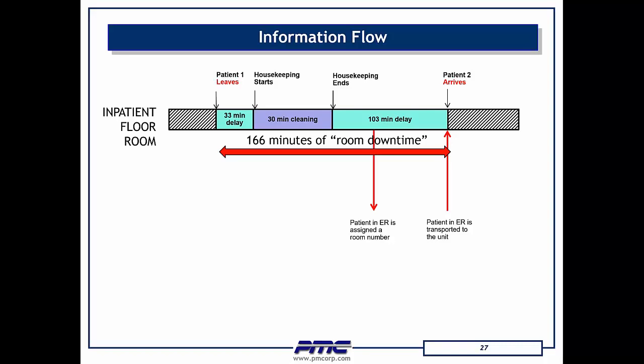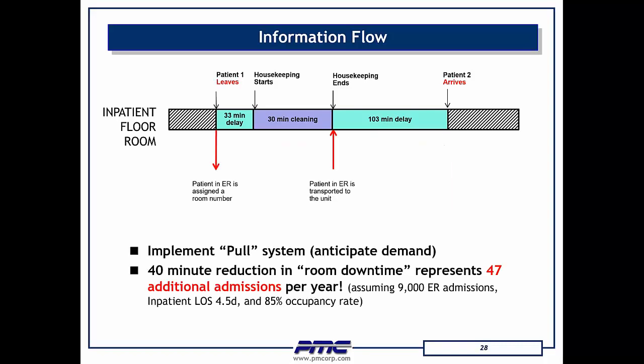We felt that was too much. And we looked at what happens if you reduce your room downtime. Reducing the room downtime by 40 minutes represents 47 more additional admissions per year. So think about that. As I mentioned earlier, if for 3 hours you don't have any patient on the bed, you're losing revenue. So that translates to earning extra money.